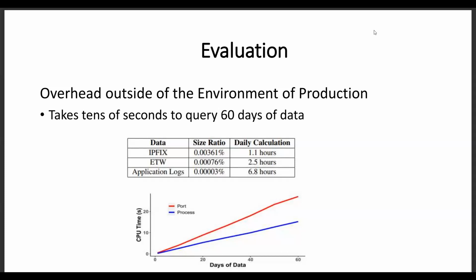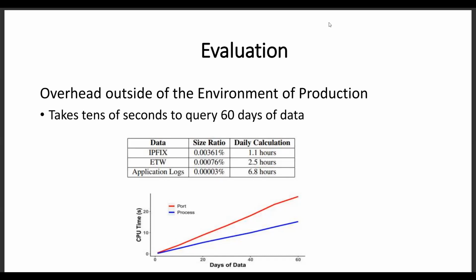So NetPanel reduced the data size significantly when storing the results compared to the original data. For IPFIX data, the result size is only 0.00361% of the original size. For ETW data, it is 0.00076%, and for application logs, it is 0.00003%. This means that the daily result sizes are relatively small, close to each other, and measured in gigabytes.